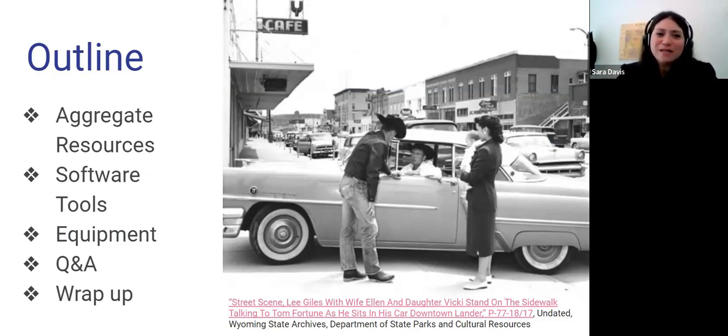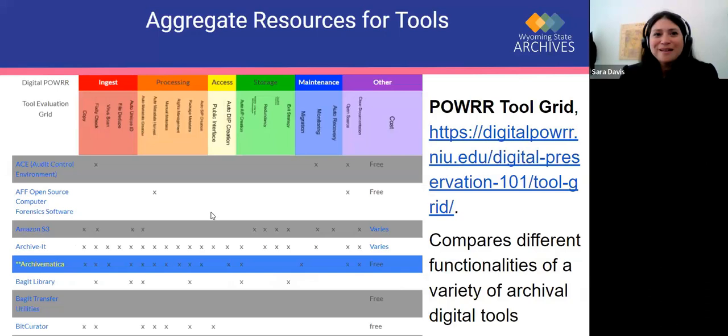We're going to talk about some aggregate resources, web pages that have a lot of resources on them. And then we're going to talk about some software tools and equipment that we use in our respective repositories. And then there's going to be some time for general Q&A, and then we'll do a quick wrap-up session. So I'm just going to begin here with aggregate resources for tools.